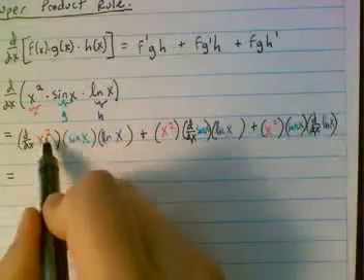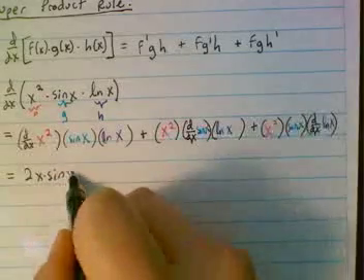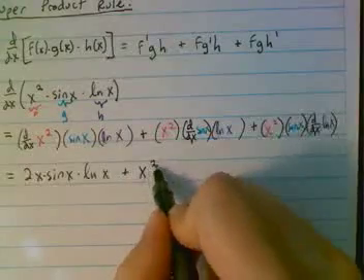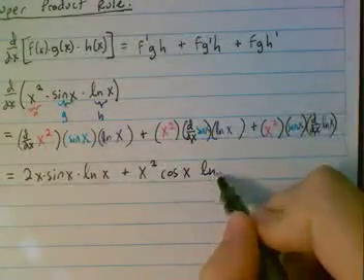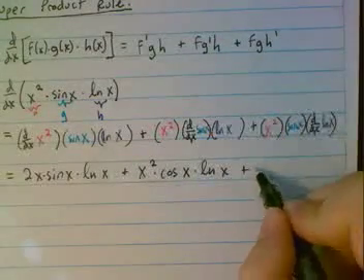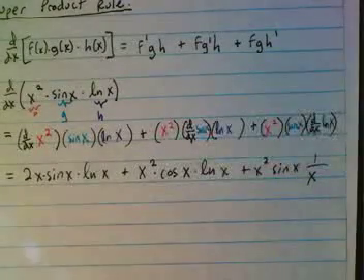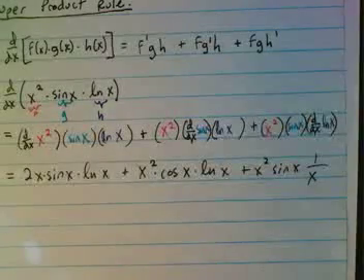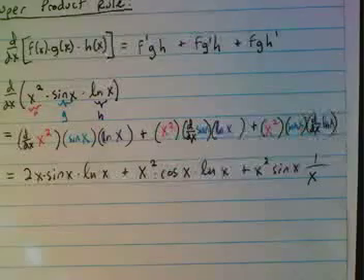Then for our next step, we can just bring down that 2x. Then the x squared stays the same. Derivative of sine is cosine x. And then finally, x squared sine x times 1 over x. We can simplify this as well. This concludes derivatives for notes.